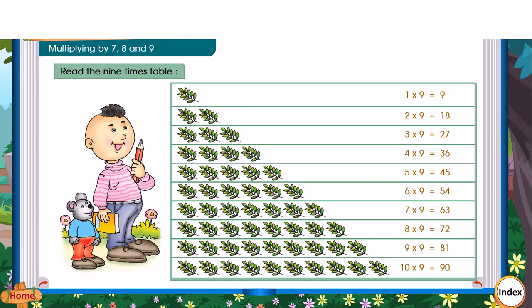Read the 9 times table. 1 9s are 9. 2 9s are 18. 3 9s are 27. 4 9s are 36. 5 nines are 45. 6 nines are 54. 7 nines are 63. 8 nines are 72. 9 nines are 81. 10 nines are 90.